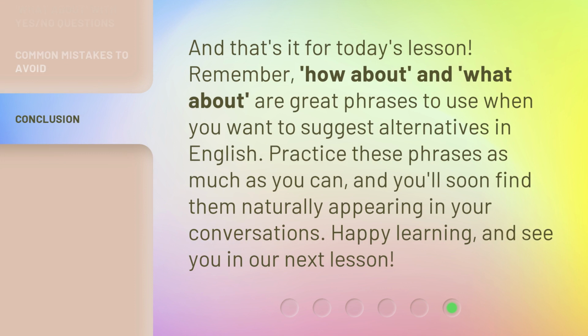And that's it for today's lesson. Remember, how about and what about are great phrases to use when you want to suggest alternatives in English. Practice these phrases as much as you can, and you'll soon find them naturally appearing in your conversations.